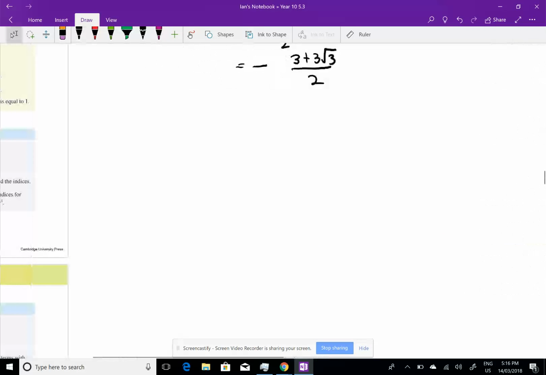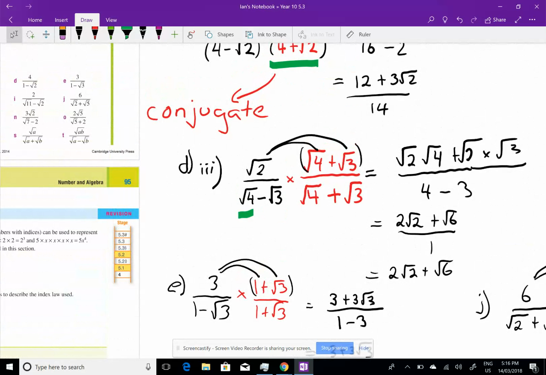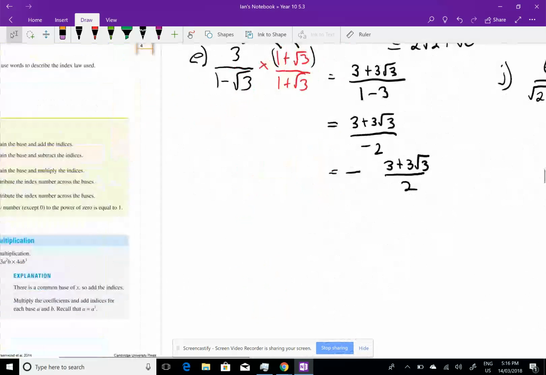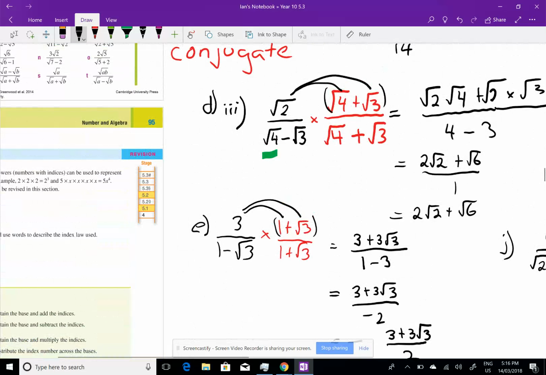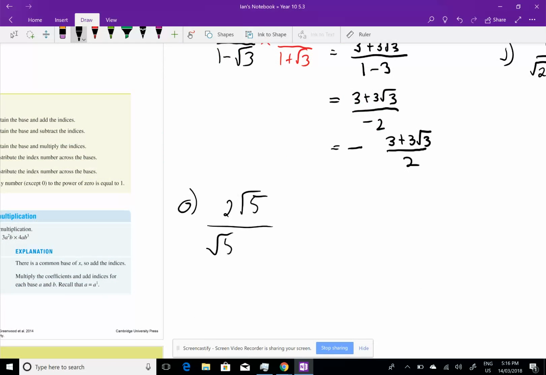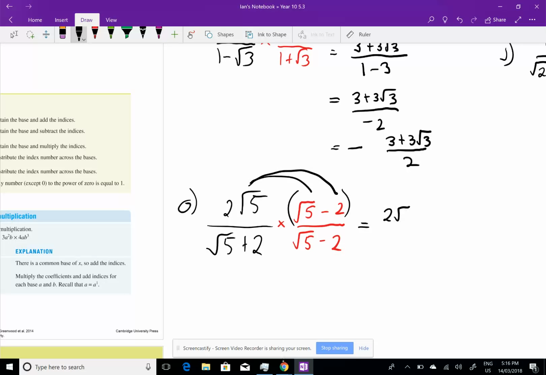Okay, one more. You really need to work on these. You need to take your time. 2 root 5 on root 5 plus 2. So O, 2 root 5 on root 5 plus 2. First thing, I'm going to multiply by the conjugate. Well, that's just the same thing. Root 5 minus 2, root 5 minus 2. Remember, this is grouped, so it's 2 root 5 of those and 2 root 5s of those. So I'll write it out longhand, even though I wouldn't do it normally. And here I just get minus 2 root 5 times 2.